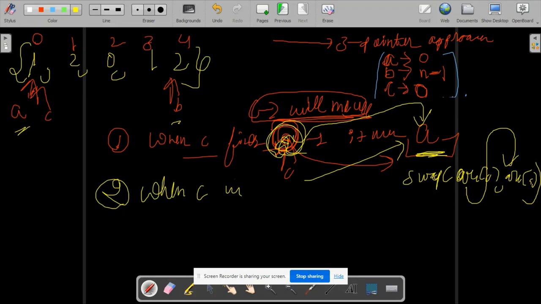Second scenario, when C finds 1, C will not tell anything because C knows that 1 is the number that I am supposed to take care of. So it will not give this to anyone.